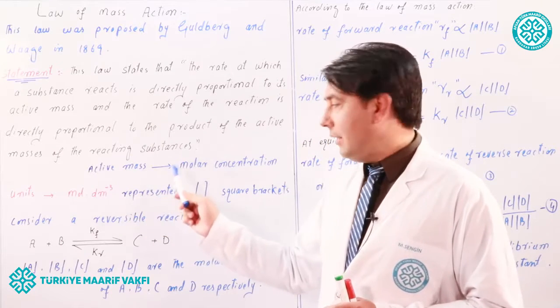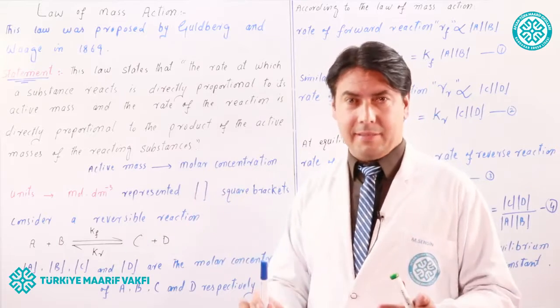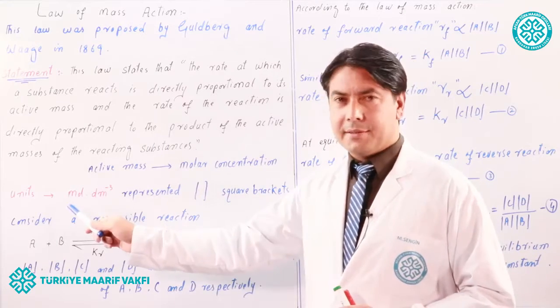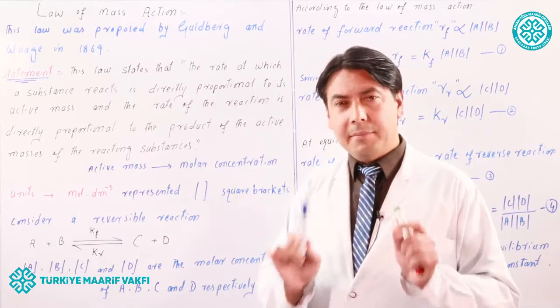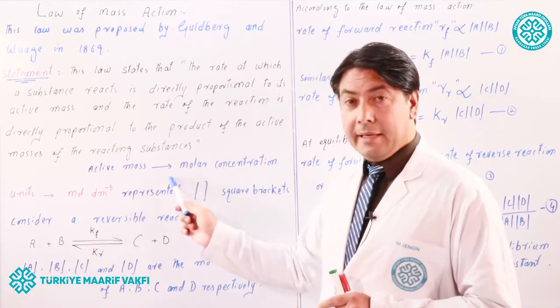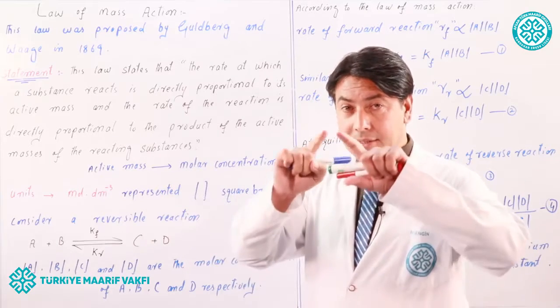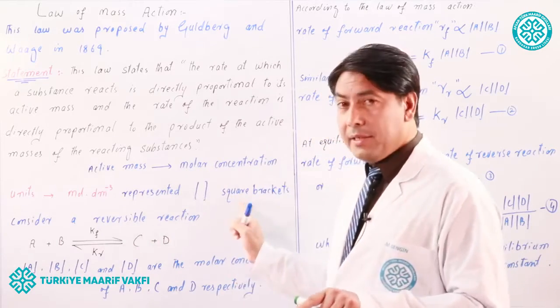Active mass means molar concentration. Units: mole per decimeter cube. And active mass can be represented by square brackets.